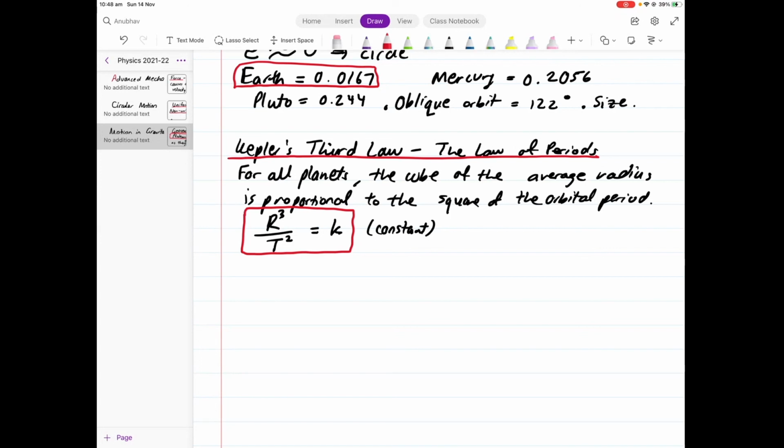And how he was able to do this? You can try any planets, any number of planets, and this relationship always holds. That's what a law is. A law is something which describes nature. Keep that in mind, okay? I'll talk about that in a sec, but keep this in mind.